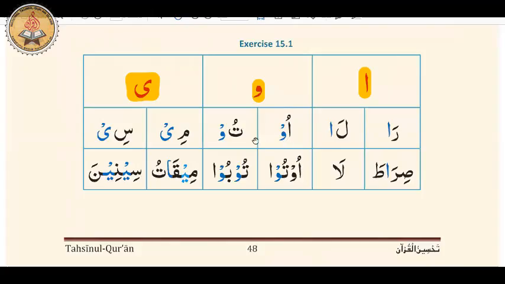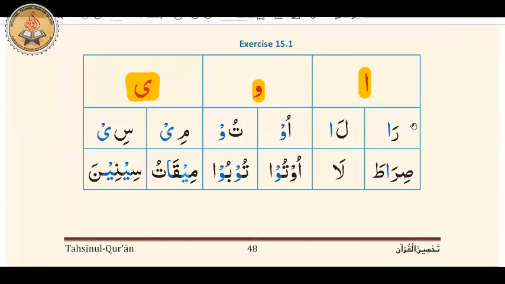Over here you have a ta with a dhamma followed by a vaw madda. So 2-second rule again. Tu, tu. Over here you have a meme with a kasra underneath it, followed by a ya madda. So this would be pronounced as me, me. Over here you have the letter seen with a kasra underneath it, followed by a ya madda. So this would be pronounced as si, si.